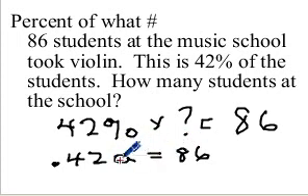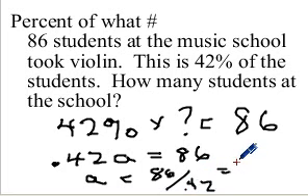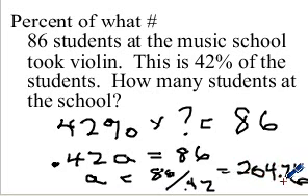Again, to isolate the variable, we're going to divide both sides by 0.42. So we're going to be left with a on this side, and 86 divided by 0.42, and that's going to come out to 204.76. Now again, that would not be your final answer, because you can't have 0.76 of a person. You can't have fractional people. So I would round up to 205 students at the school.